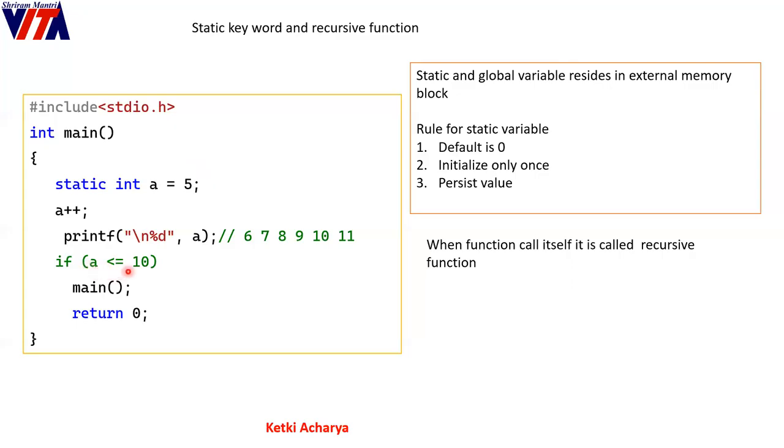Is 7 less than 10? Yes. Again, you are calling recursively the main function. Initialize only once. Persist value. What was the last value? 7. So after the statement, it will become 8. Is 8 less than 10? Yes. Again, you are calling recursively the main function.